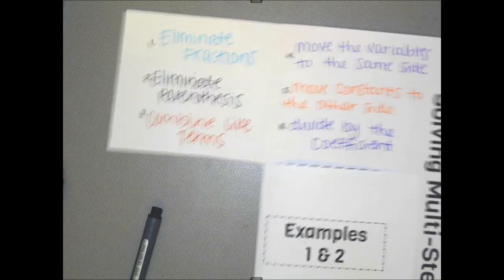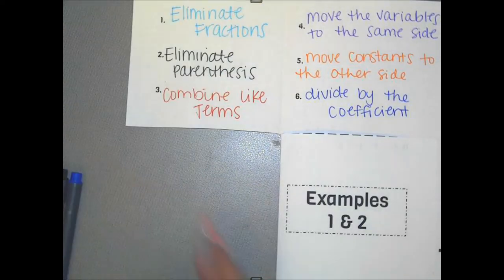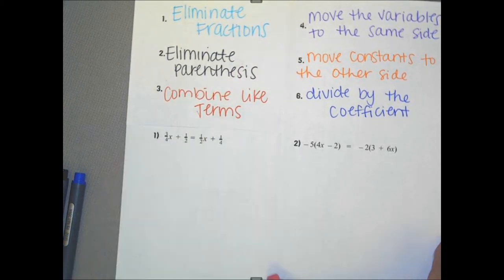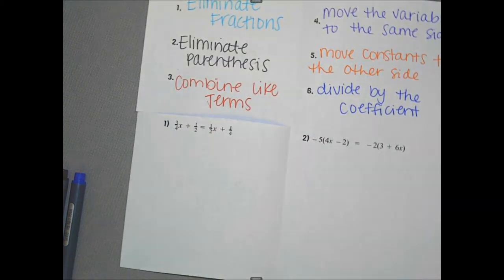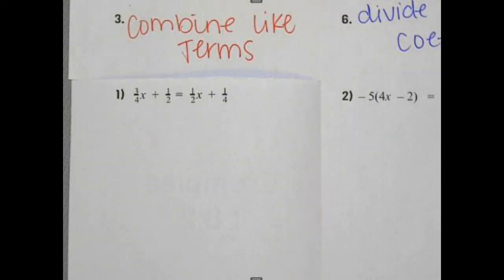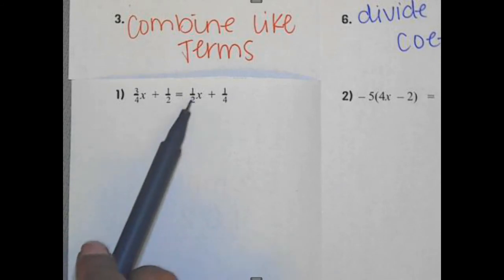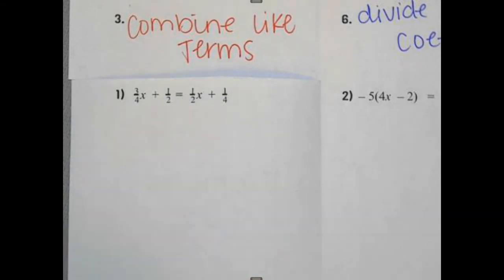Okay, so if at any point you need a pause so that you can make sure your foldable has all 6 steps, please do. And then we're going to go ahead and move down here to example 1 and example 2. Okay. Ooh, example 1. It has fractions all in it. Example 1 is 3/4 x plus 1/2 equals 1/2 x plus 1/4.